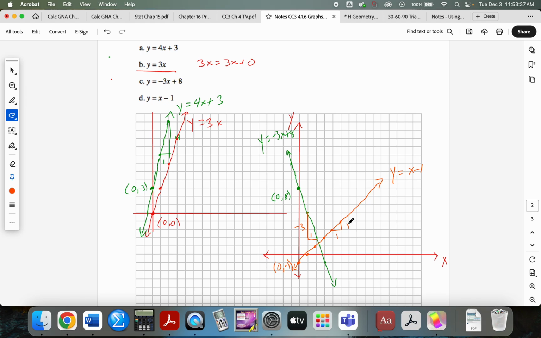Hopefully you're rapidly finishing up and that yours looks something like mine. Notice on that last one, it didn't have a number in front of x, but how many x's do we have? One. So our growth triangle is just going to be one for every one that we move to the right. All right, let's move on to page 3.